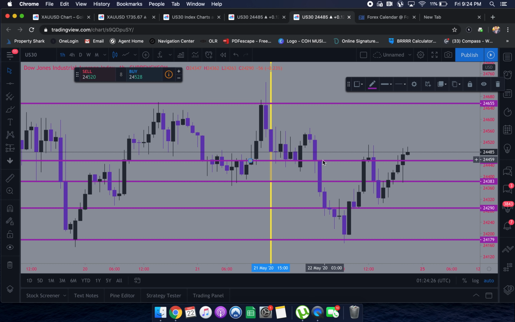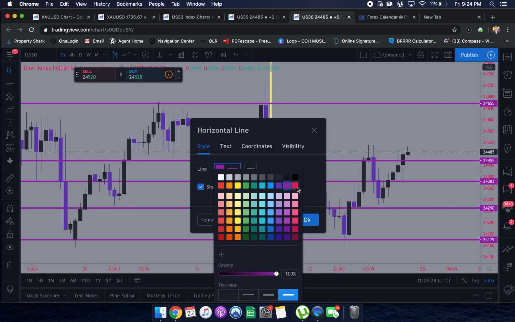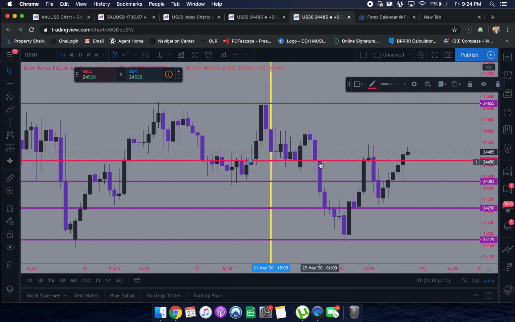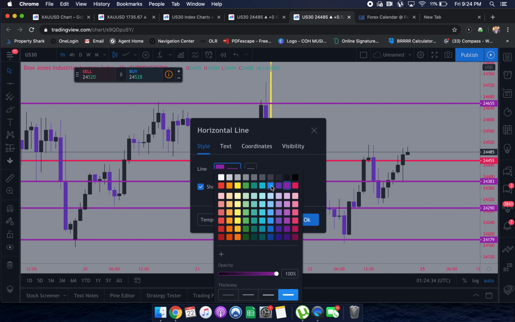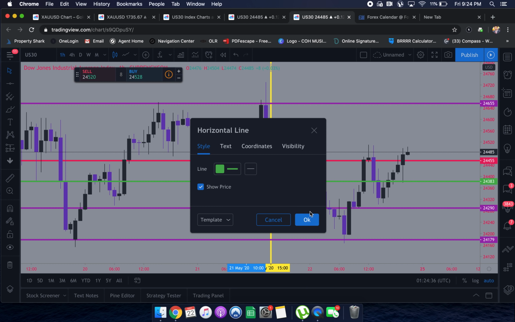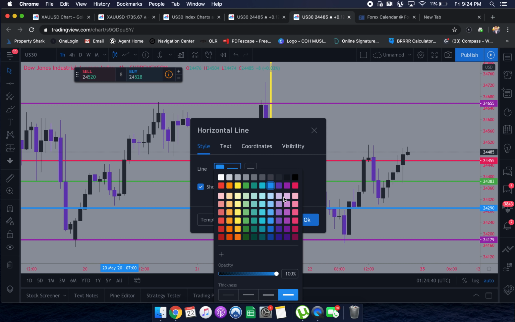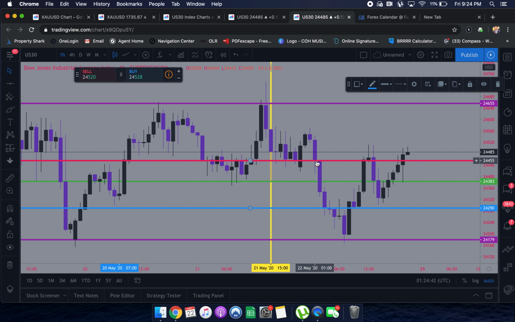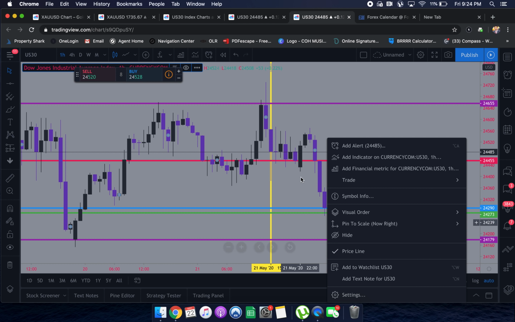My stop loss, let's make that red. That's my stop loss. Here's my entry. Make the entry green. Okay? And here's my take profit, blue. All right? So my stop loss, my entry, and my take profit is here. Okay? My re-entry is going to be below here, and I could take profit here. I'm going to give you another example so you guys can see.